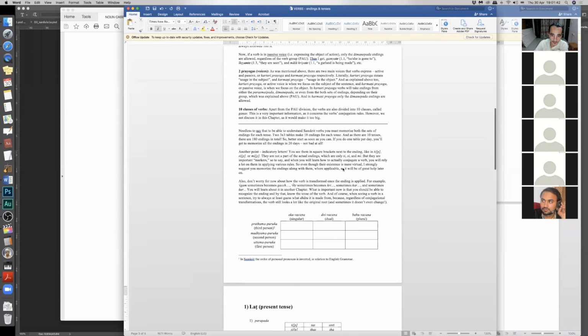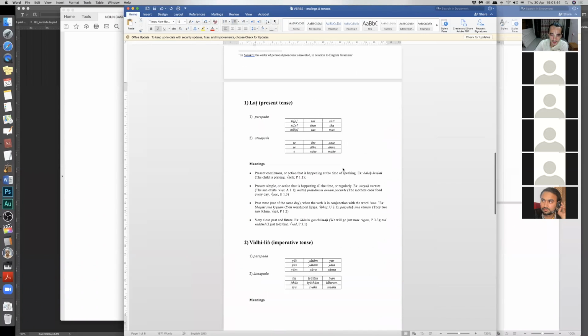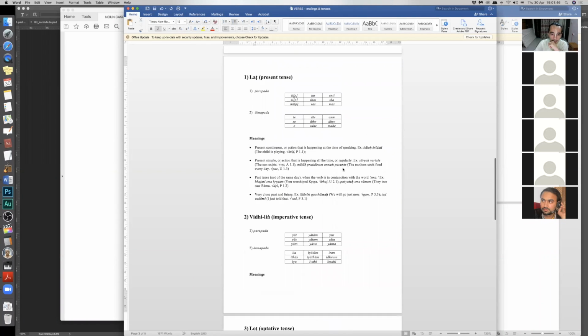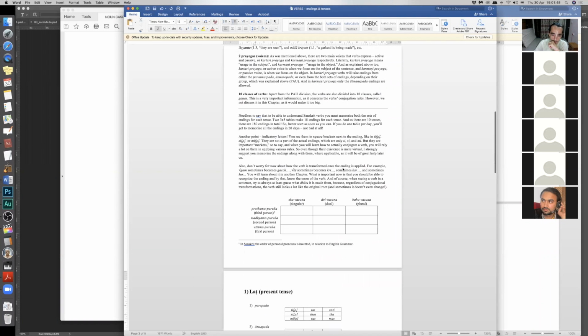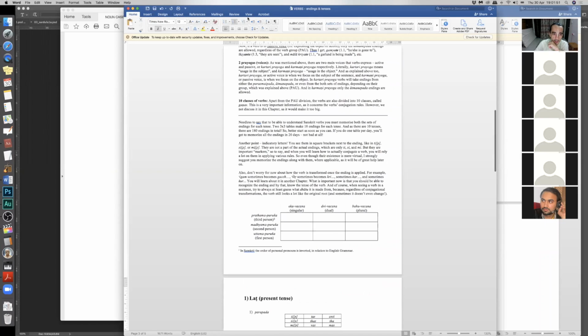Just like for the nouns, I had case tables with the meanings. In the same way, I'll have them now for the verbs, and hopefully this week I'll finalize it. If not by tomorrow, then by Monday it will be out on the website. I'll announce it to you.